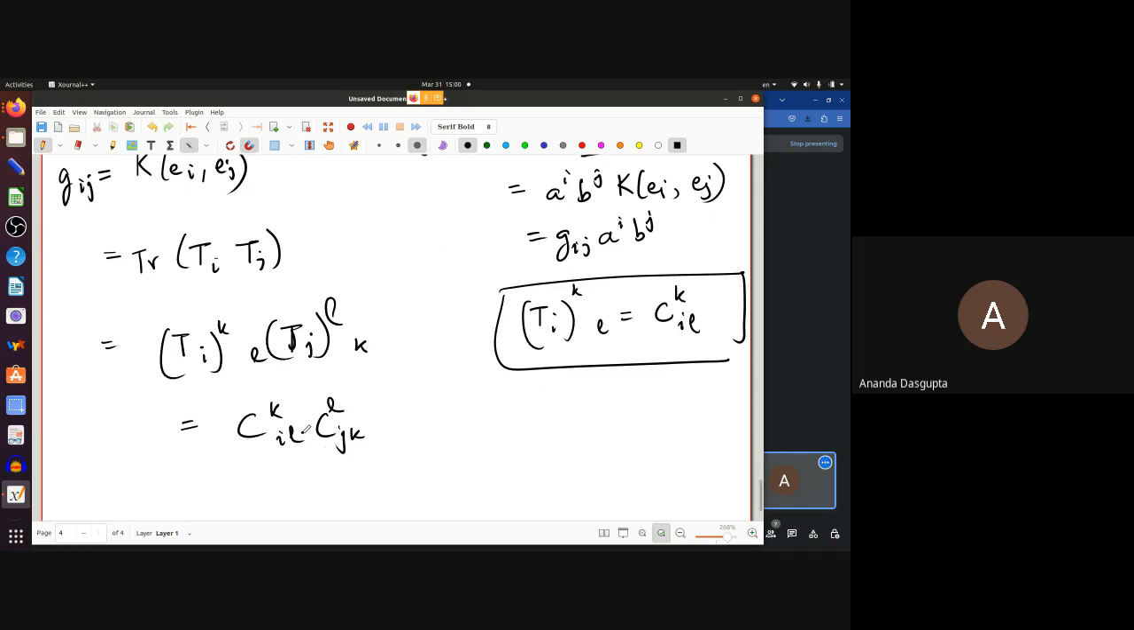C^k_il C^l_jk. So this was what was confusing me, because earlier I was thinking in terms of a proper metric, that is, a proper inner product. So instead of taking the trace of T_i T_j, I was thinking of taking the trace of T_i transpose T_j, which is not what you are supposed to do, and that would have given you the wrong result. This is exactly the correct result.